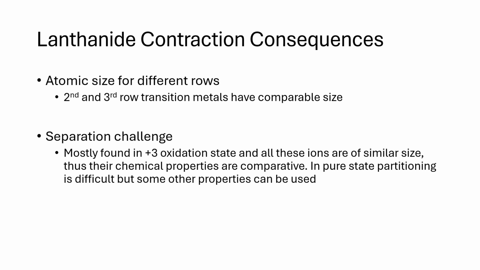There's also a challenge in terms of separation, because of this contraction, they tend to have the same stable oxidation states, unlike some of the other ones we've seen in the transition metal chemistry, and they're also of similar size. So therefore, we will think that their chemical properties are similar or comparative. And separating one of these metals from the next would rely on us having different chemical properties to do so. So in the pure state, partitioning one from the next is actually difficult. But we could use some other properties like the ability to be hydrolyzed or ion selectivity, etc., to separate lanthanides from each other and lanthanides from actinides.